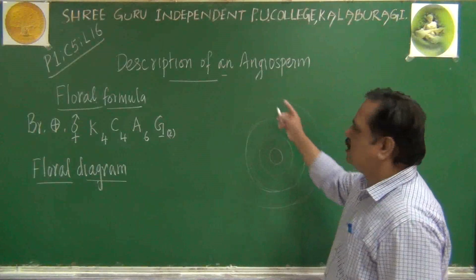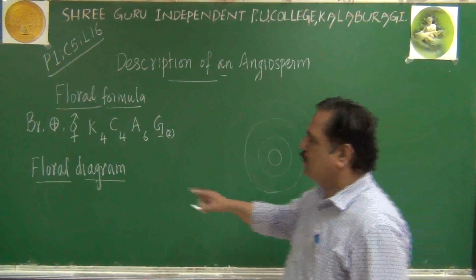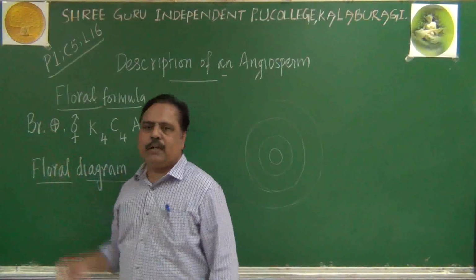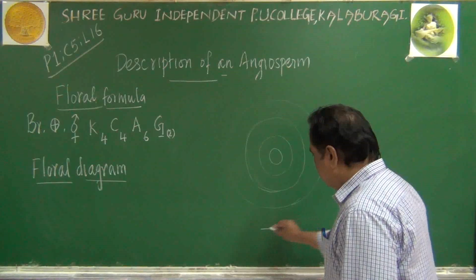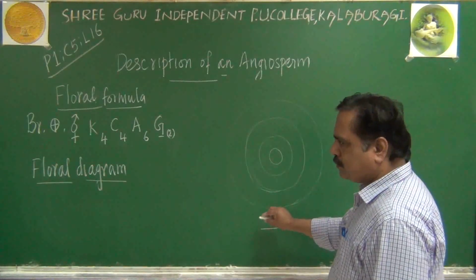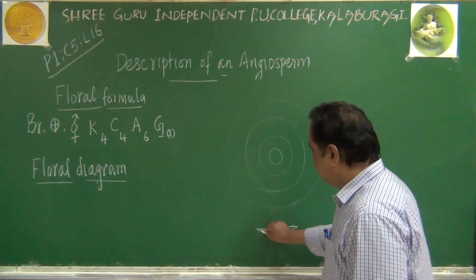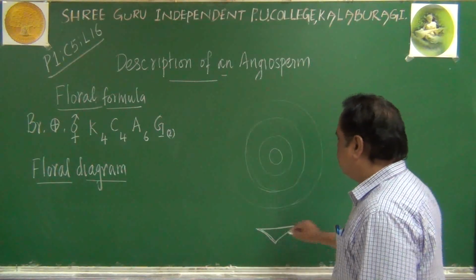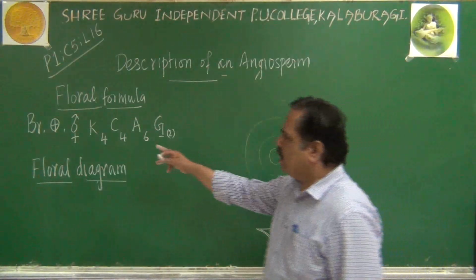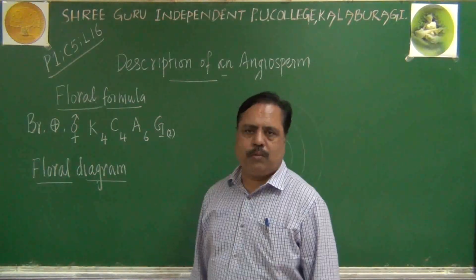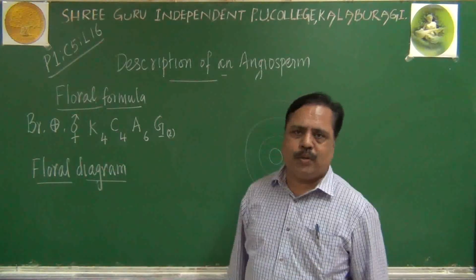The outermost circle represents the calyx. Before seeing about that, we can write that it has a bract also. When a bract is there at the bottom of the flower, we have to draw a structure like this. It indicates the bract. Let me come to the calyx, the outermost one. According to this formula, it has 4 sepals.